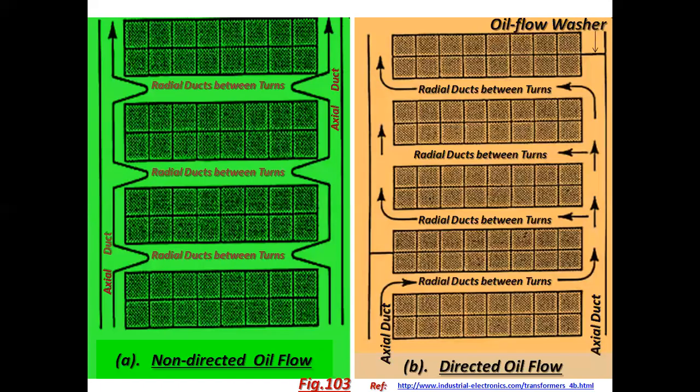See the diagram. A non-directed oil flow and directed oil flow. This is the axial duct, radial ducts between the turns. This is one barricade there. There is another barricade.